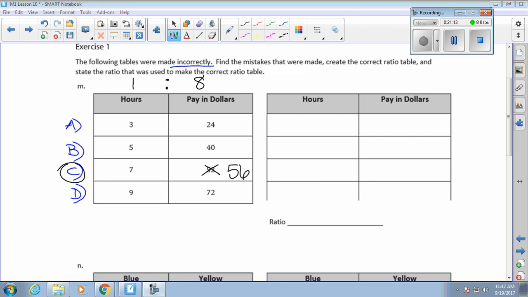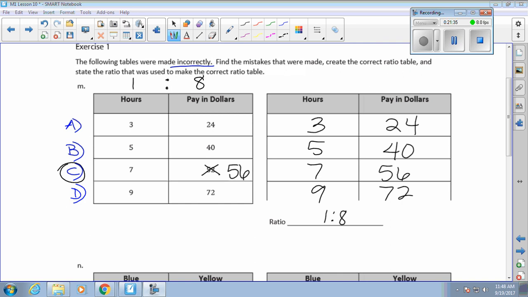So right here in this next chart over, we're just going to copy that info down correctly. So 5 to 40, 7 to 56, and 9 to 72. And that ratio that Michael told us earlier was 1 to 8.